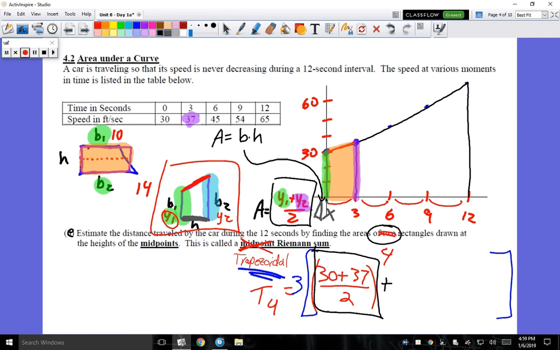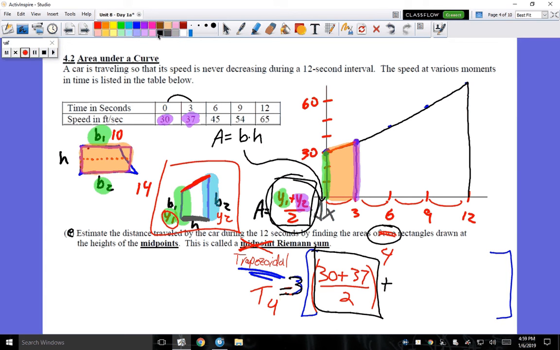So averaging those two y values, we got 30 plus 37 divided by 2 times 3. Okay? Again, I GCF'd out this 3 so that you don't have to worry about multiplying by 4 different times and then adding them up. Okay? So let's do the second one.